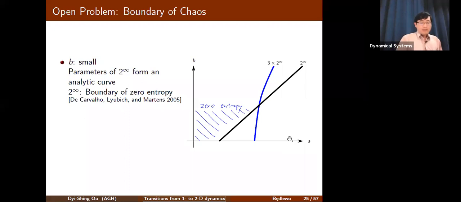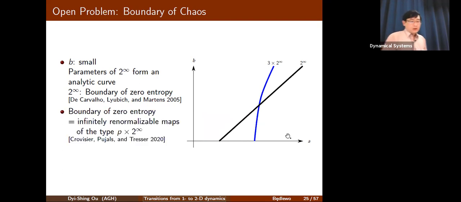By the work of Calvo, Lubitsch, and Martins, they proved that when B is small, the infinitely renormalizable maps are the boundary of zero entropy. And for surface diffeomorphisms, Kloosterman, Pujals, and Tresser proved that the boundaries of zero entropy are exactly the infinitely renormalizable maps of the type P times 2 to the infinity.